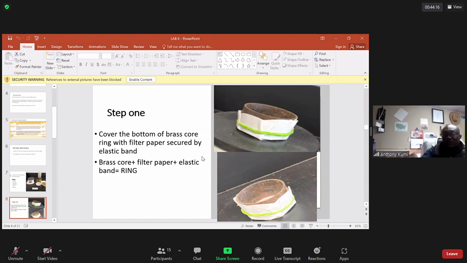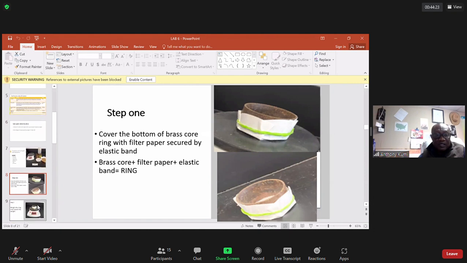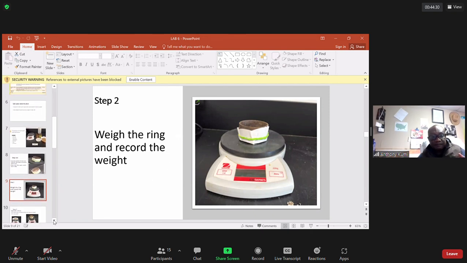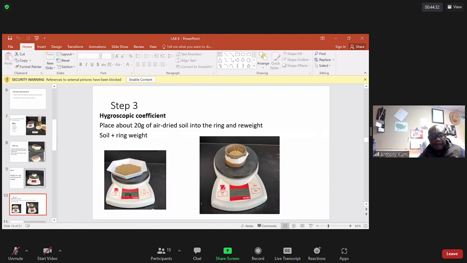Then you add 20 grams of soil. After taking the 20 grams of soil, you have to record the weight. Then you put the 20 grams of air dry soil in it. The air dry soil, we say, is what? The hygroscopic coefficient. So you put it in and weigh it.